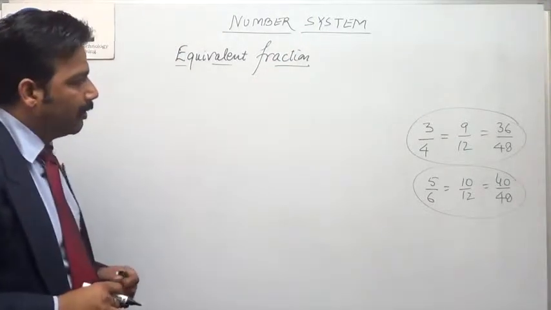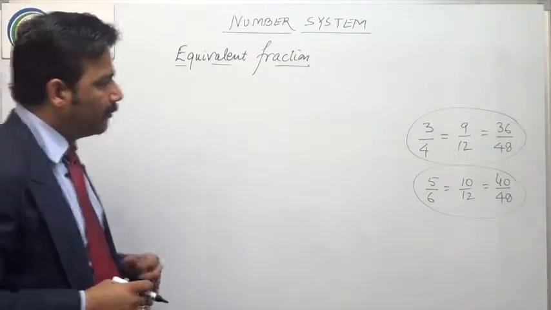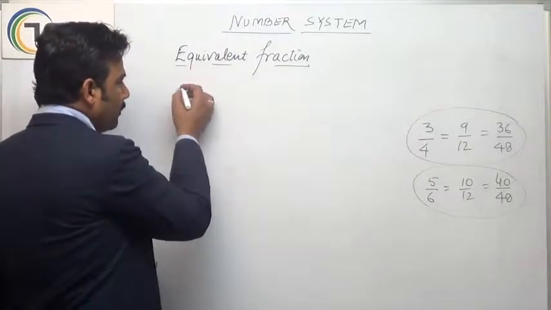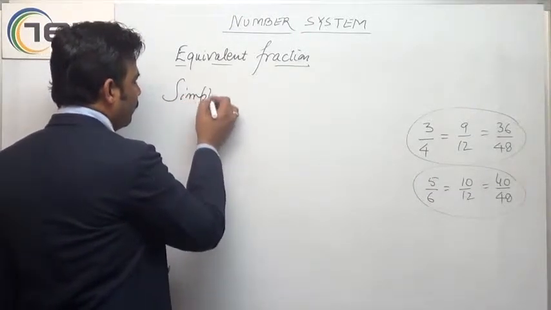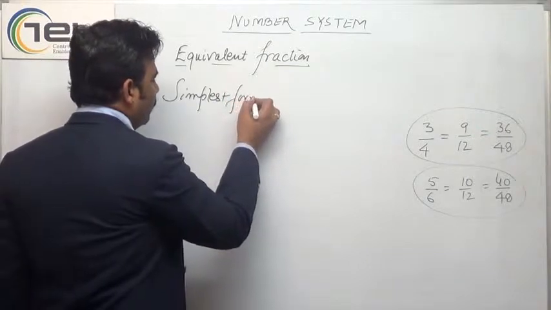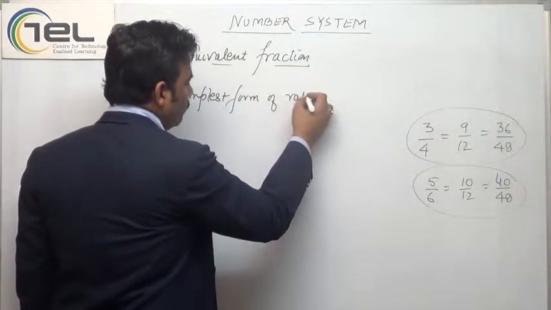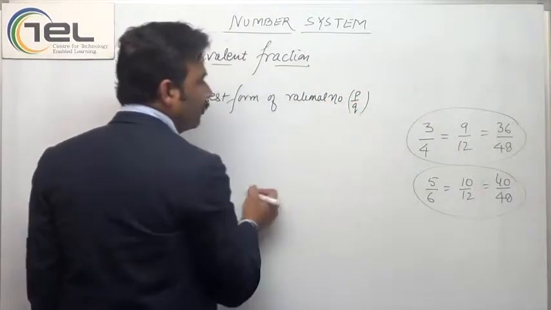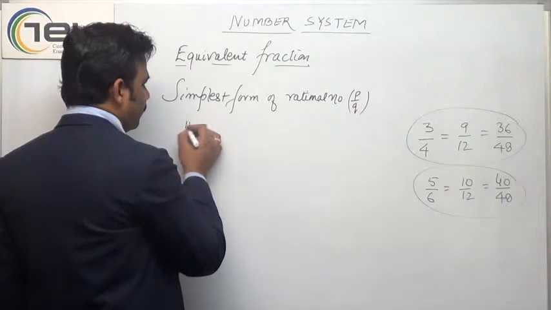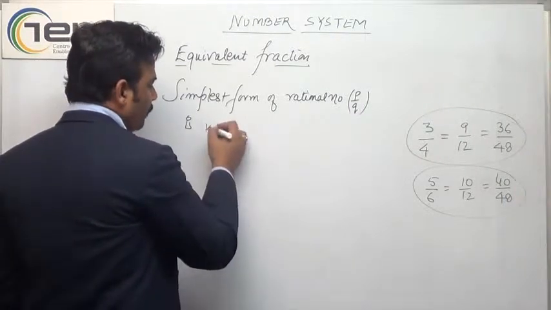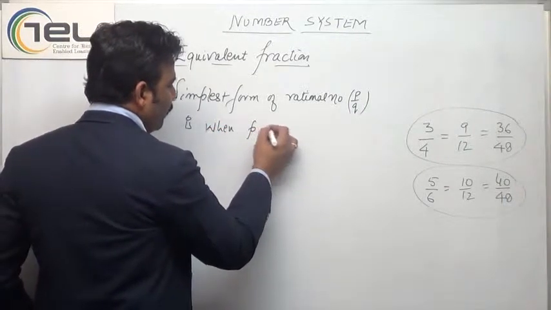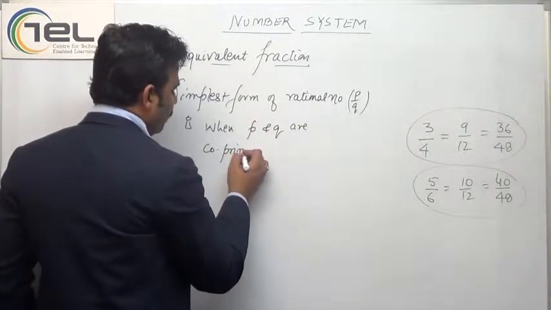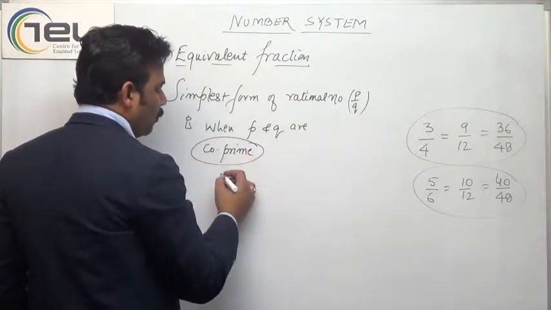Equivalent fraction is a name given to these types of fractions. The simplest form of a rational number in the form of P by Q is when P and Q are co-prime. Now the question is, what is co-prime?